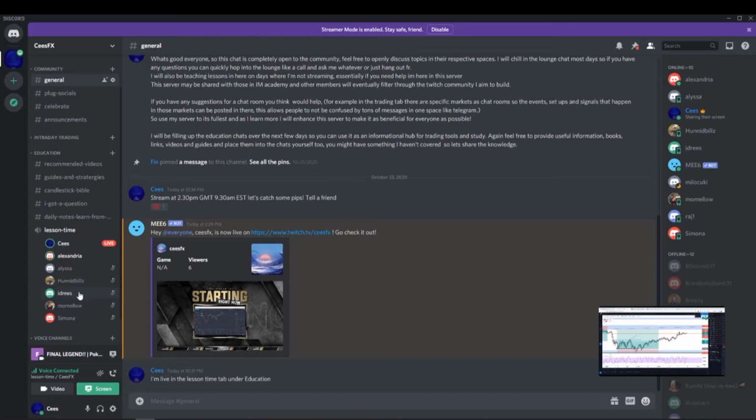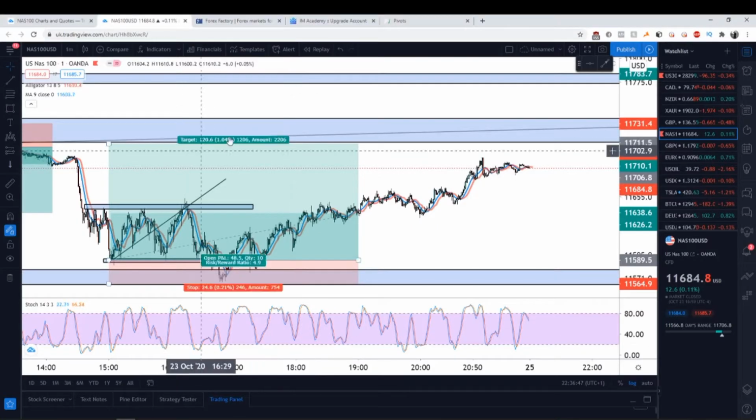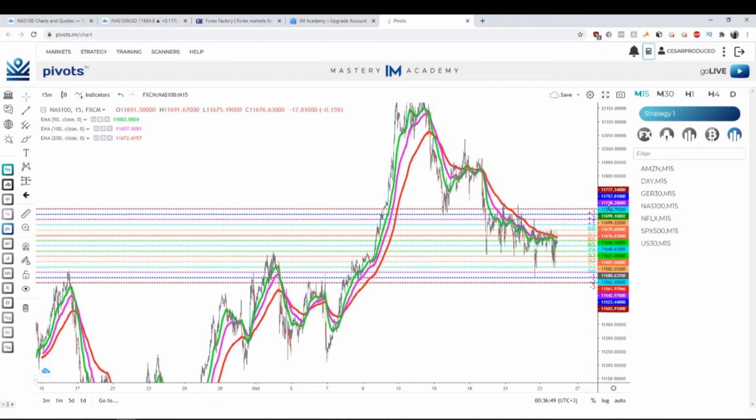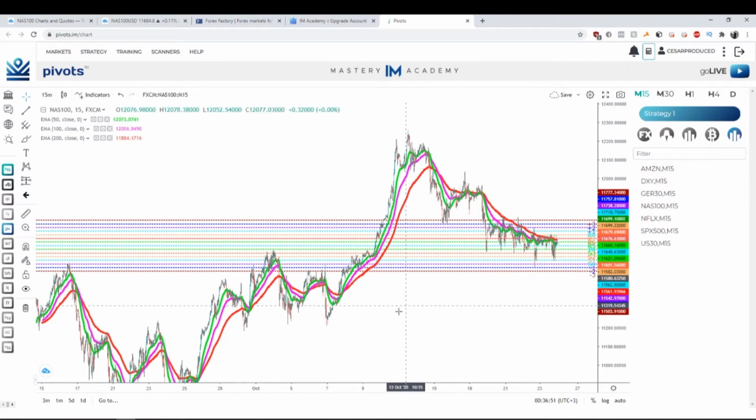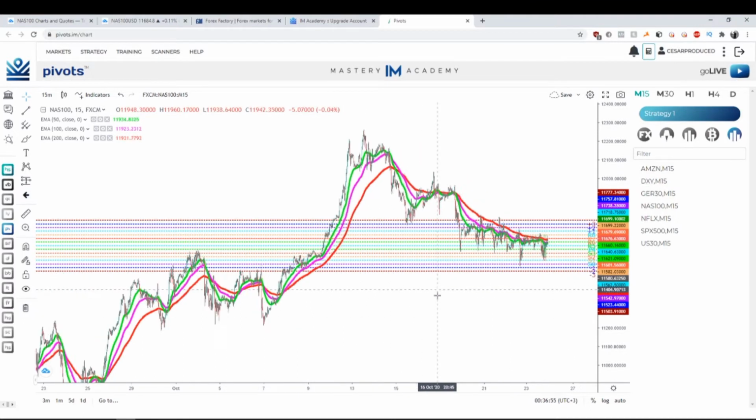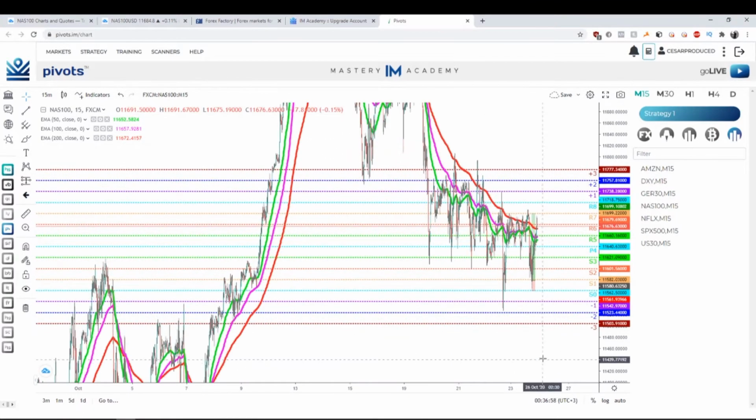For everyone that's in here, we're going to be going over pivots. And what pivots basically is, if you've never seen it before, this is pivots right here. It's an add-on that the IM Academy provides. It basically is there to set a range of market.